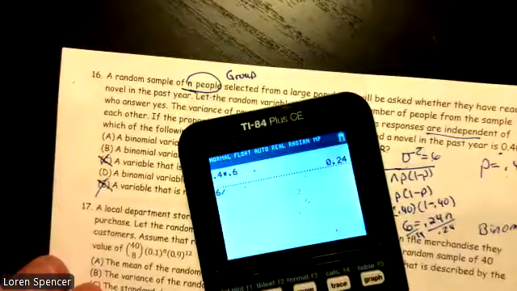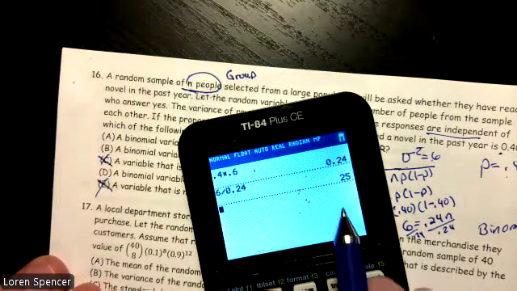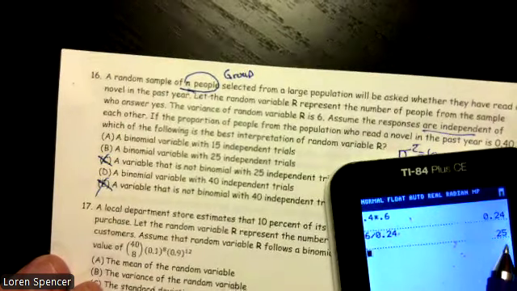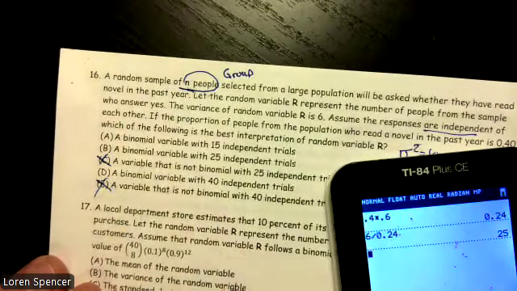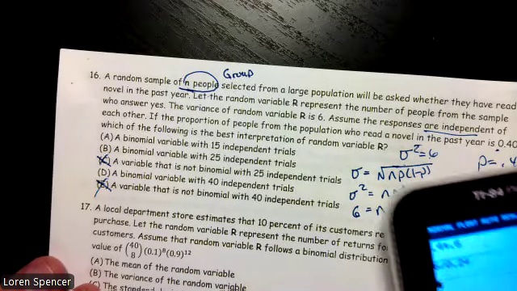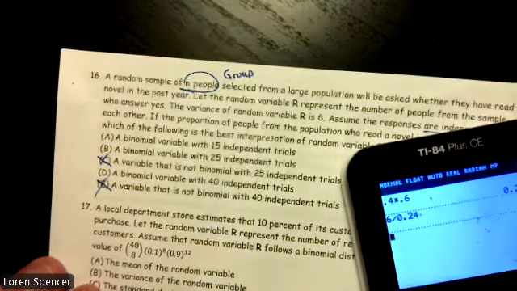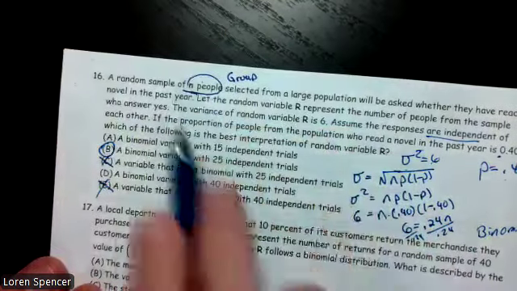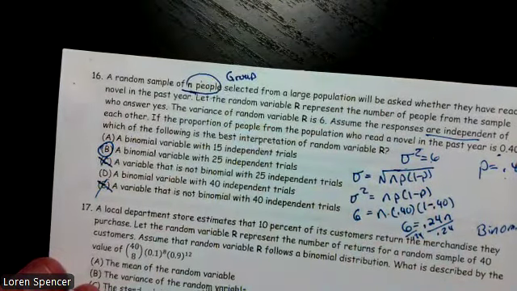6 divided by that is 25. All right. We have 25, a binomial variable with 25 trials. So basically, we just found out that our sample size, our group size, was 25.